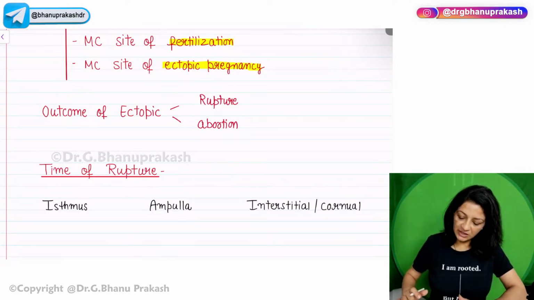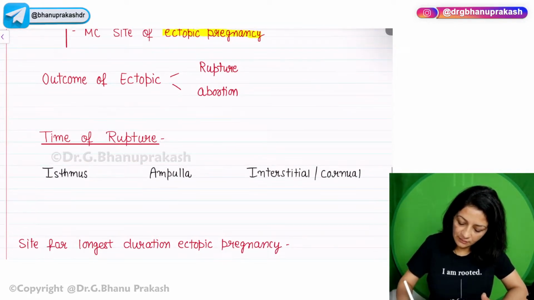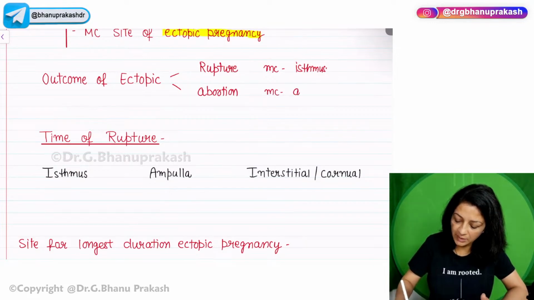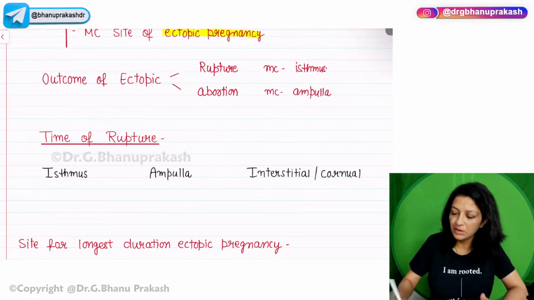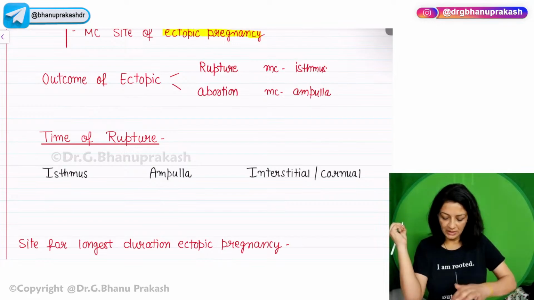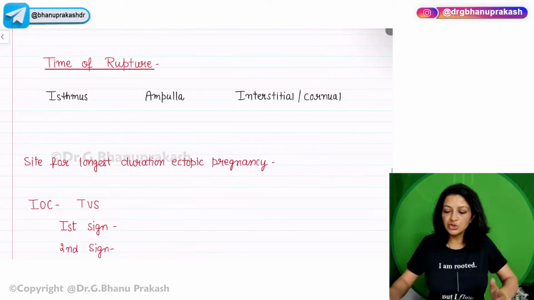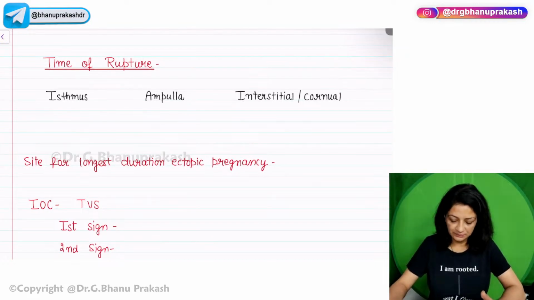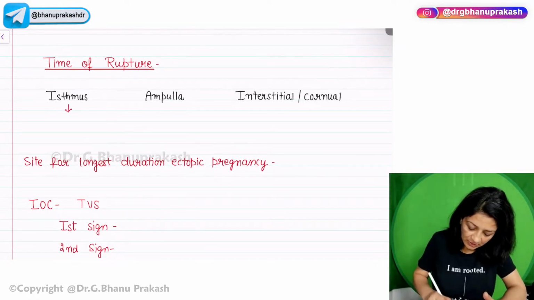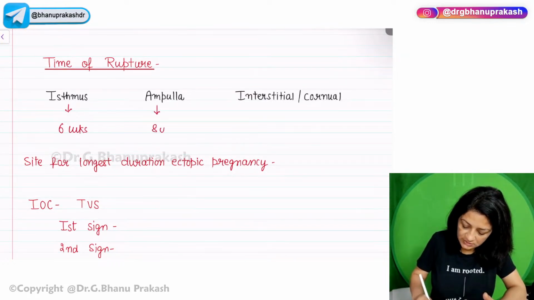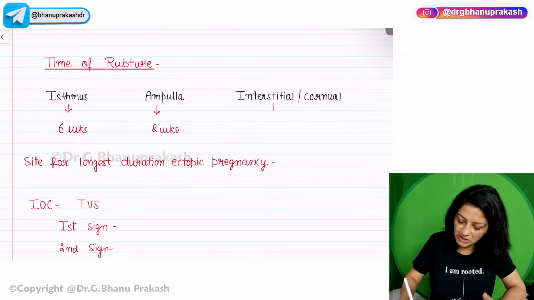So the most common site for rupture is the isthmus, and the most common site for abortion is the ampulla of the fallopian tube. Time of rupture, a question that often comes: isthmus at 6 weeks, ampulla 8 weeks, and interstitial and cornua.